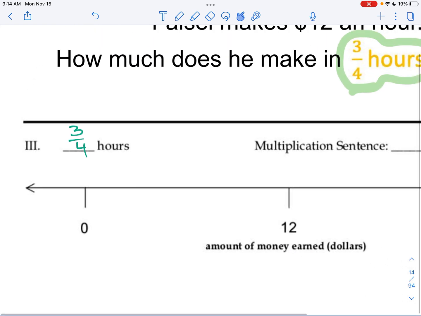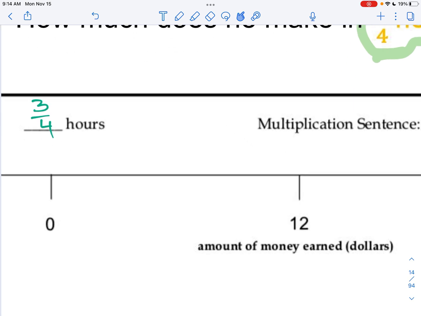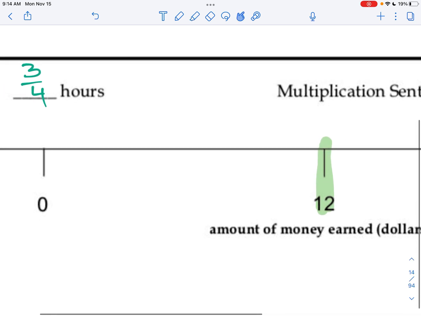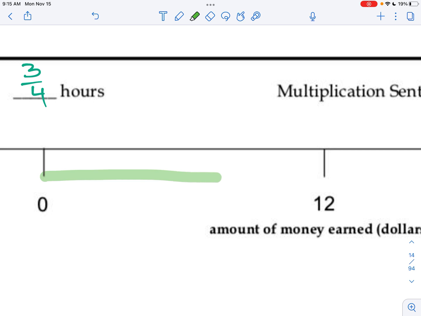So look at how the number line has changed. There's a really big spread out spot. Right? Here's $12. This is how much you would make in 1 hour. But Faisal only works 3/4 of an hour. So I'm going to take this amount right here. From here to here, this is a whole hour. And I'm going to split it in 4 parts. Ignore that bell. There it's in 2 parts. Here it is. Now it's in 4 parts.